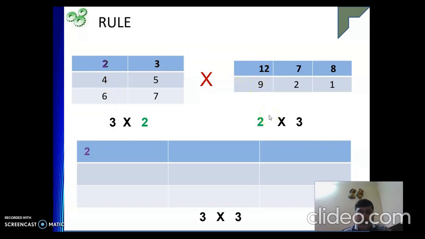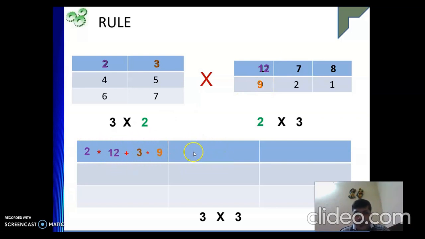So first we take 2, then we multiply this with 12. I hope it is clear. 2 multiplied by 12. Then we have an addition. And then we take 3, and we multiply that with 9. So now we can see 2 multiplied with 12, plus 3 multiplied by 9. So we have this. Now this is for row 1, column 1.